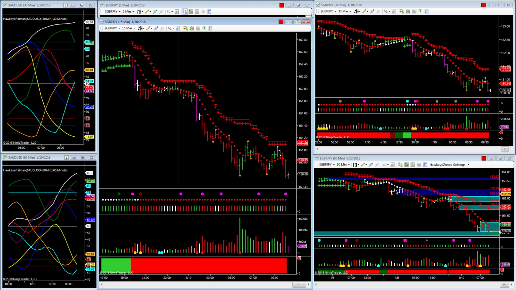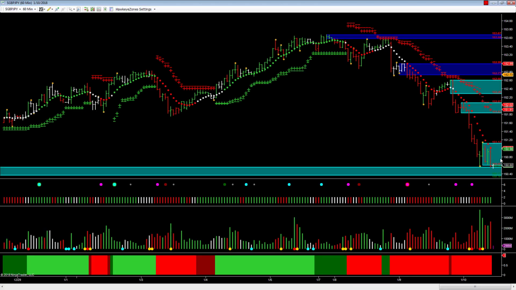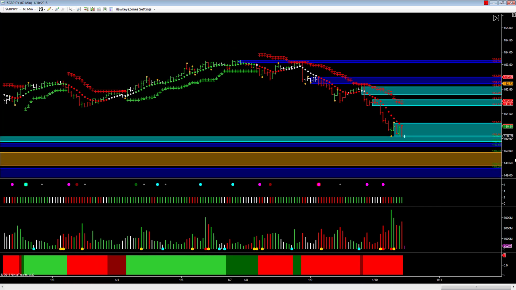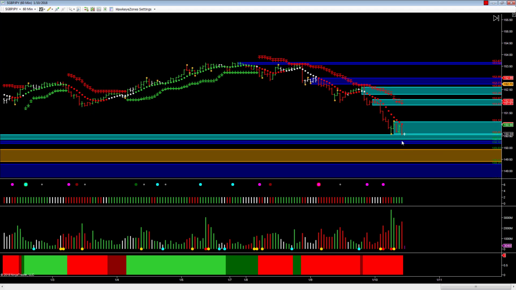So it's going to probably be consolidating here for a while, and let's see if we're going to get any direction from that. Right now, I don't see anything explosive to the downside because there's quite a few tight zones there.